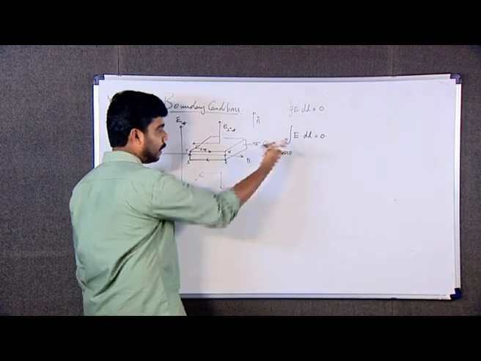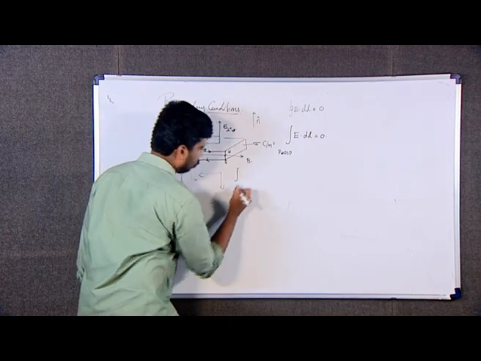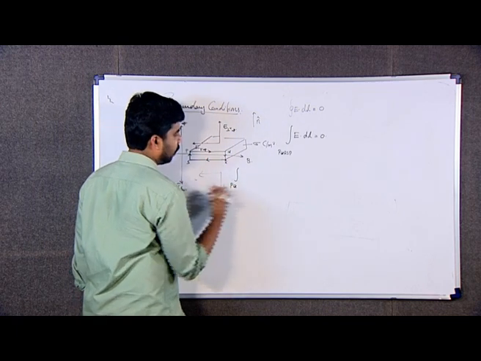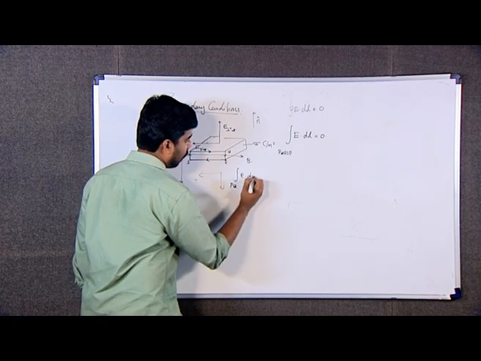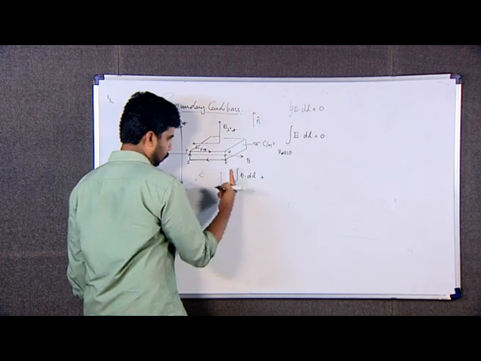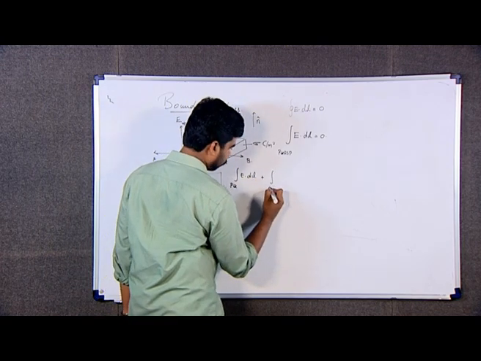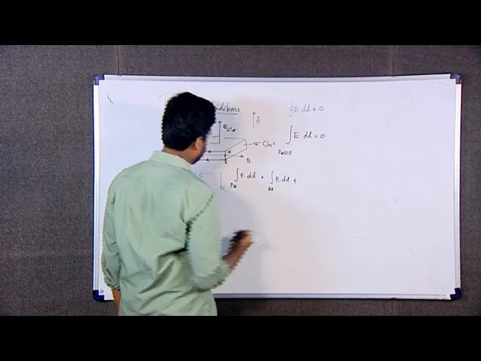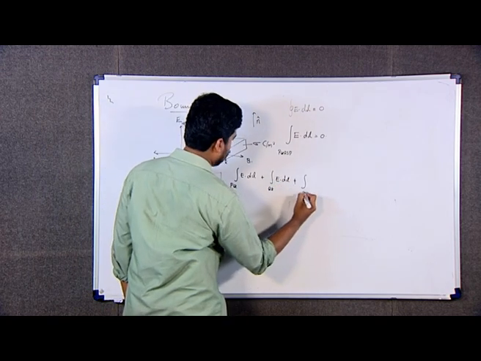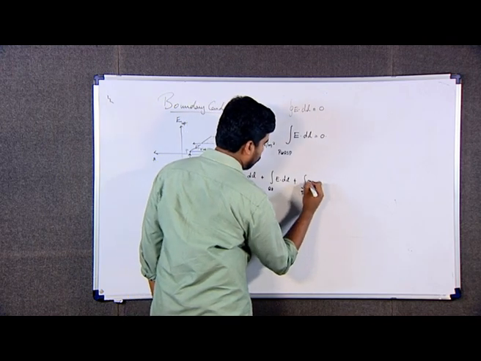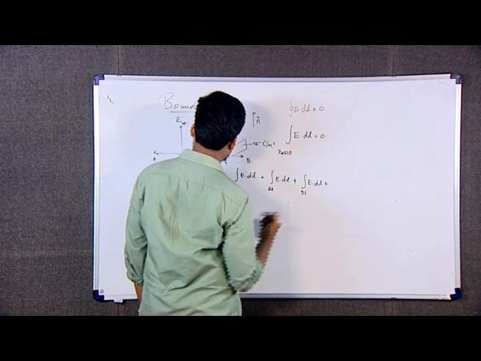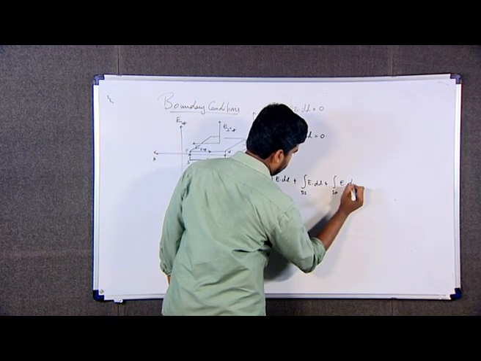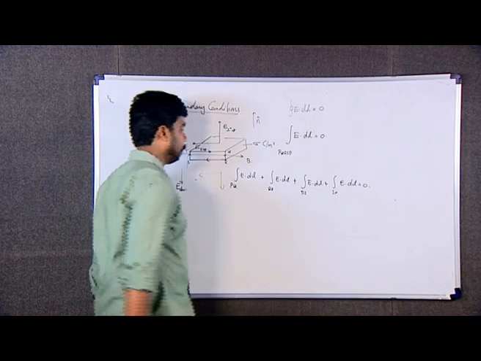But I can split this integral into the path integral along PQ of E dot dl, plus the path integral QR of E dot dl, plus integral RS of E dot dl, plus integral SP of E dot dl is equal to 0.